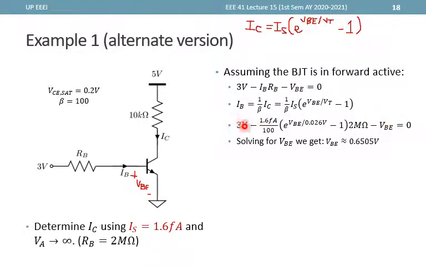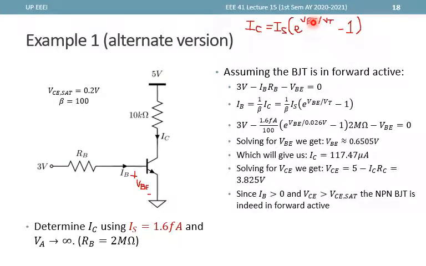So in this equation, we only have one unknown, VBE, and using our calculus to compute this equation, we'll get VBE to be around 0.6505 volts. Now we can use that VBE value to substitute here and get IC. So IC with VBE equal to 0.6505 can be computed to be 117.47 microamperes.